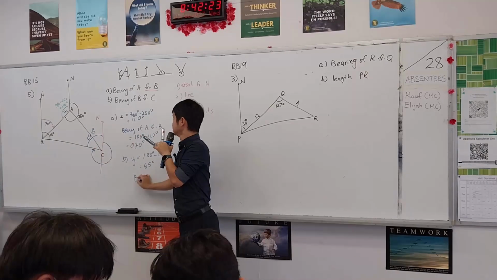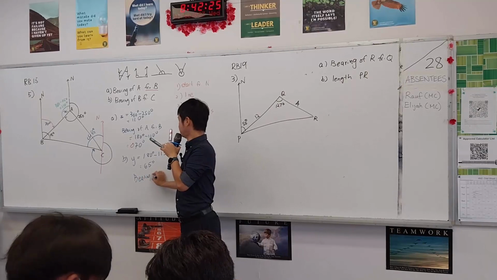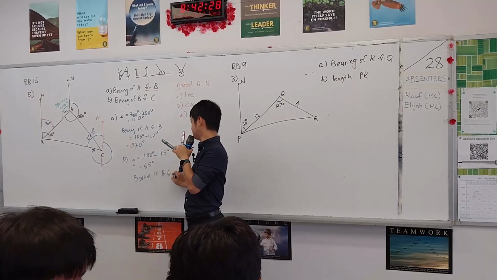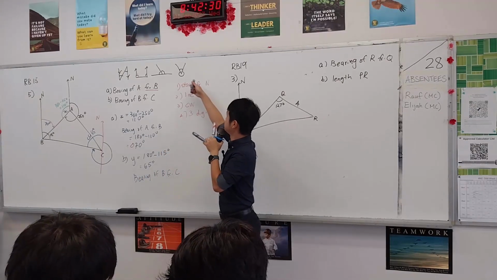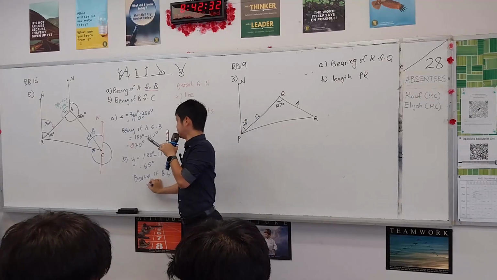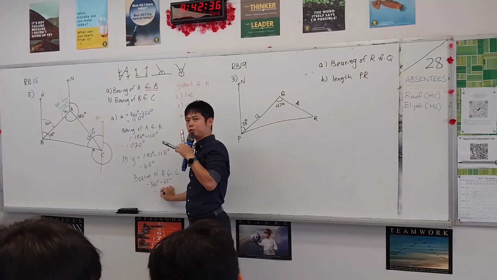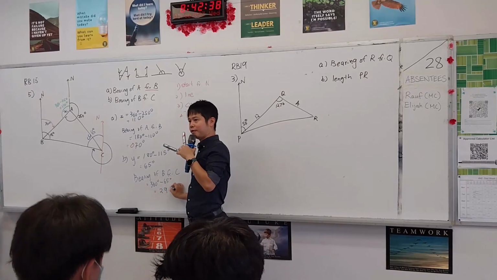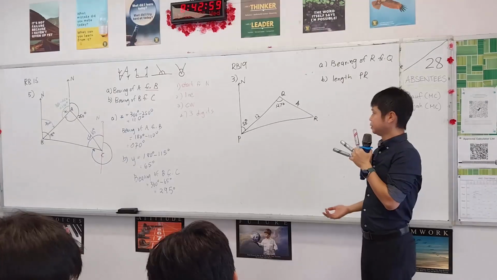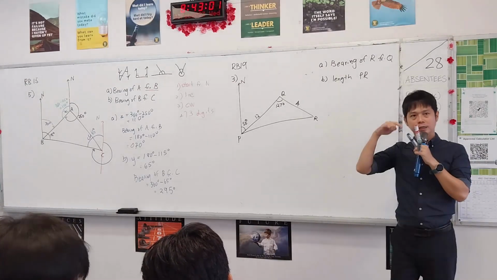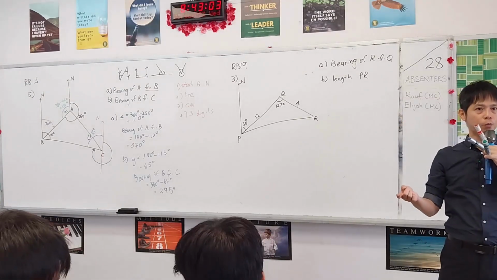And the bearings of B from C. Okay, I will use this property now. 360 minus 65, and I will have 295. All right? Okay, now this question is the last example already before we do your homework.